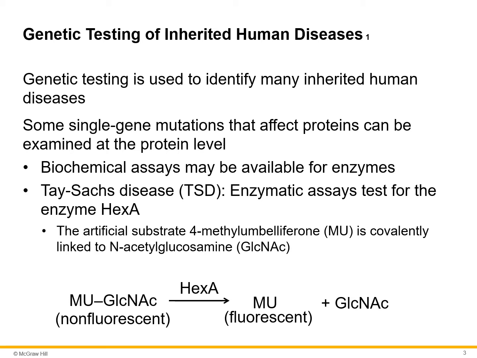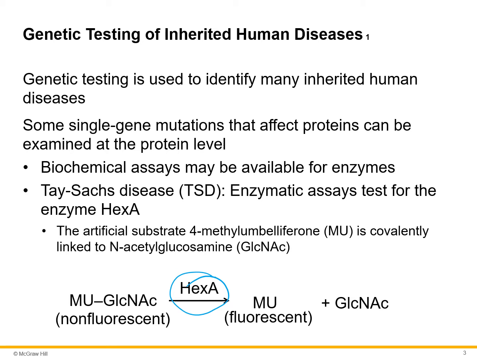So that can be tested for in a blood sample through an enzymatic assay. The enzyme that is defective in Tay-Sachs disease is HexA. HexA is involved in converting glycolipids in the brain to N-acetylglucosamine. And the assay uses a fluorescent tag on a kind of artificial substrate for the enzyme.